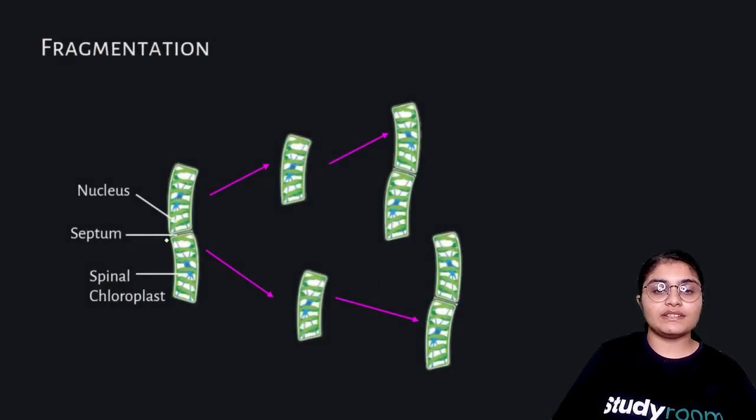Now you can see here in this diagram, this is the diagram of Spirogyra, and the Spirogyra gets fragmented into two different parts. Here you can see unequal fragmentation takes place, like a part is small and a part is large, and then both the parts can regenerate. Both the parts can actually form a new individual, a new Spirogyra, and hence this kind of reproduction is known as fragmentation.